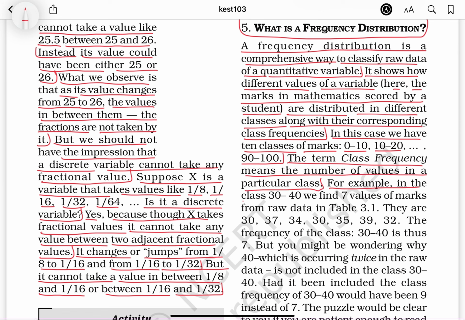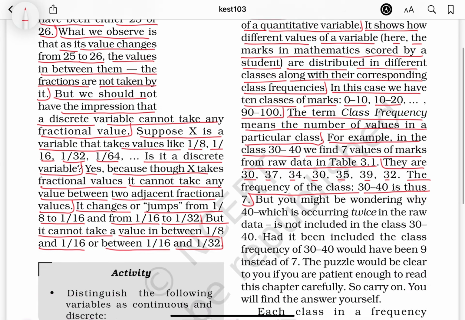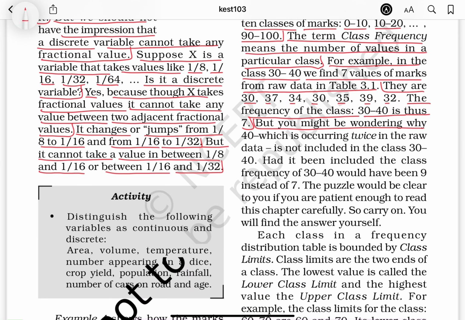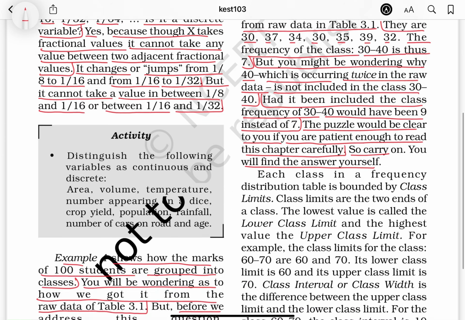For example, in the class 30 to 40, we find 7 values of marks from raw data in table 3.1. They are 30, 37, 34, 30, 35, 39, 32. The frequency of the class 30 to 40 is 7, but you might be wondering why 40, which is occurring twice in the raw data, is not included in the class 30 to 40. Had it been included, the class frequency of 30 to 40 would have been 9 instead of 7. The puzzle would be clear to you if you are patient enough to read this chapter carefully. So carry on. You will find the answer yourself.